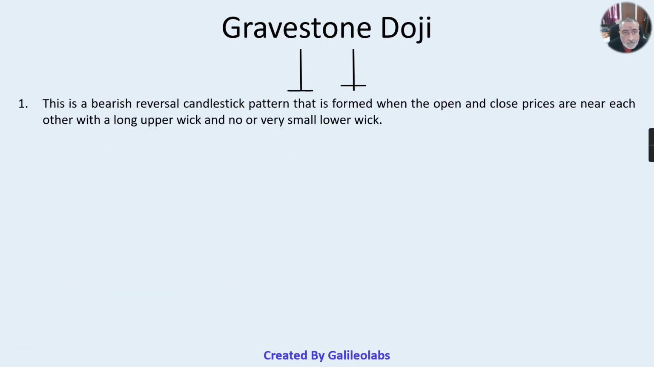So this is a bearish reversal candlestick pattern. By bearish reversal, what I mean is that there is an uptrend going on, and at the top of the uptrend, this gravestone doji gets formed, and after its formation, the probability of trend reversal is greater than the continuation of the trend. Now this is formed when the open and close prices are near each other with a long upper wick and no or very small lower wick. I have told you this earlier as well.